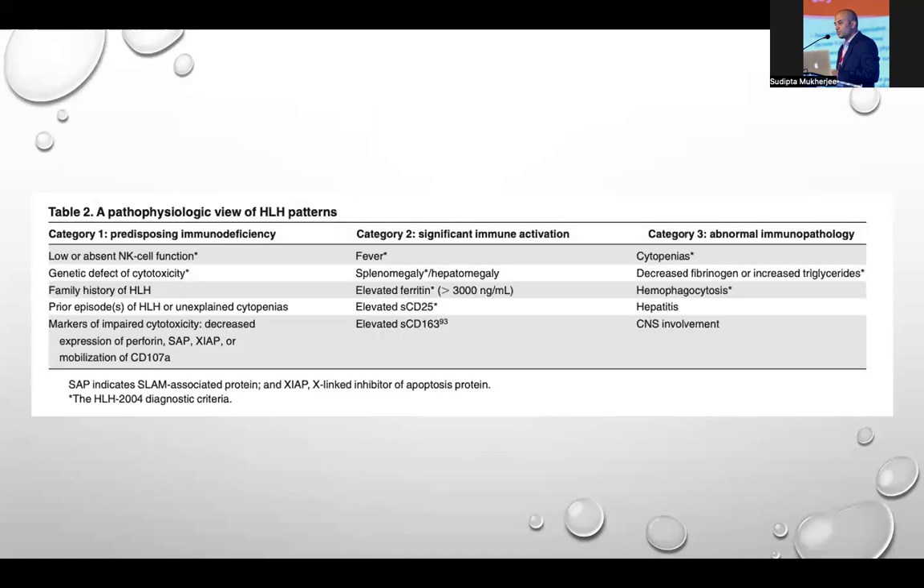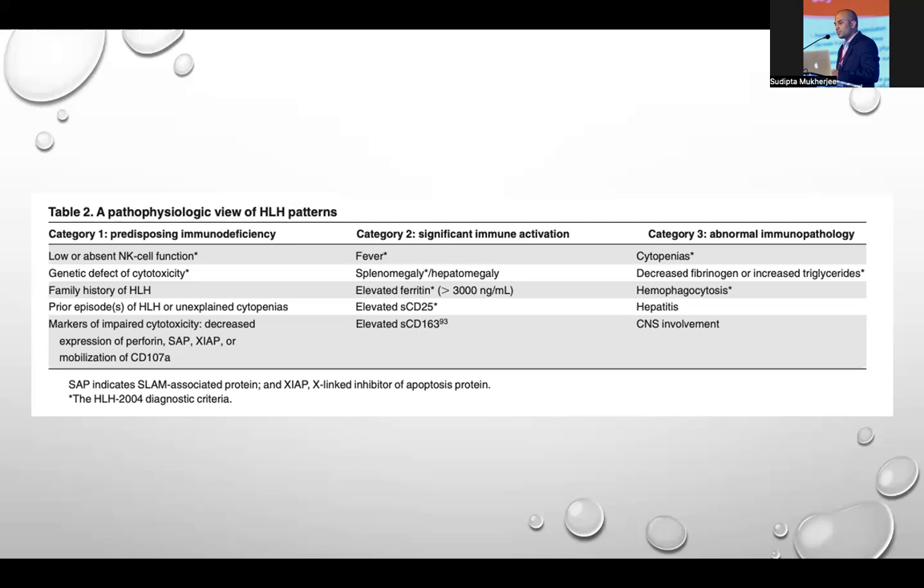Now, if I try to categorize the pathophysiological changes that happen, there are three steps. In category 1, there is a predisposing immunodeficiency, which can be documented by low or absent NK cell function, or a genetic defect in cytotoxicity. This type of situation is present in a familial history of HLH, as I mentioned. There can be prior episodes of HLH or unexplained cytopenias. There can also be marked impaired cytotoxicity that can be documented by decreased expression of perforin, SAP, and other molecules.